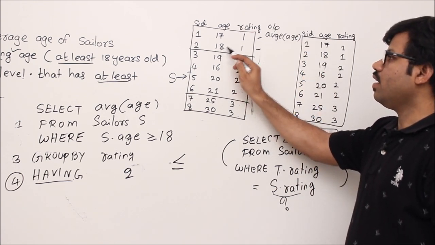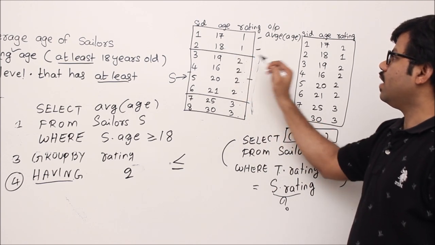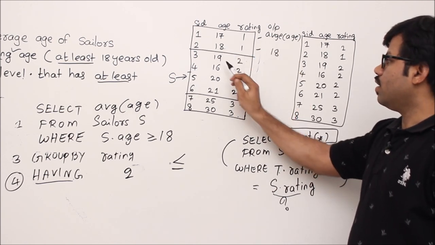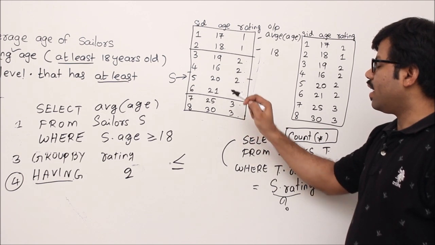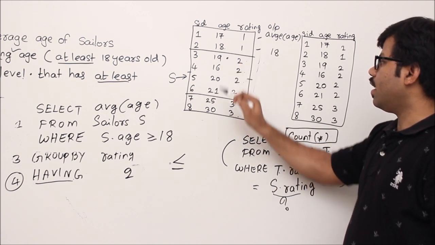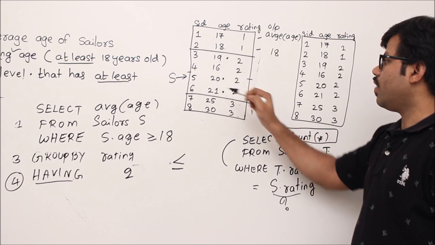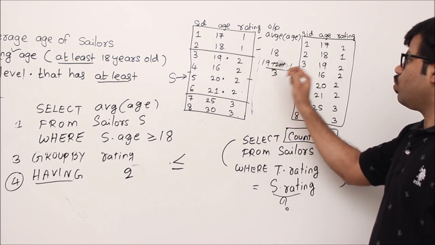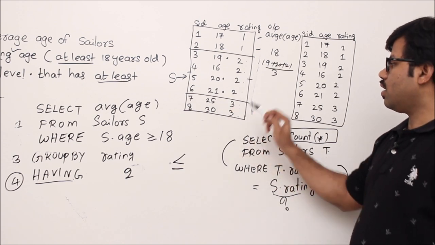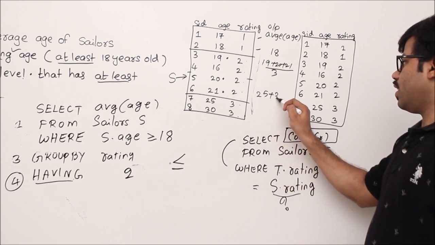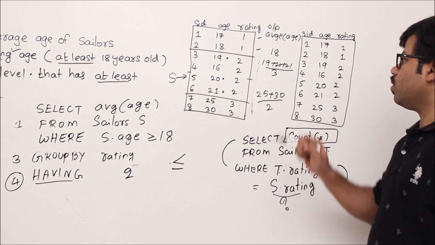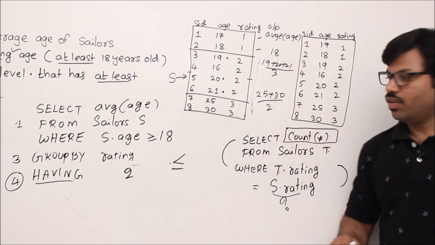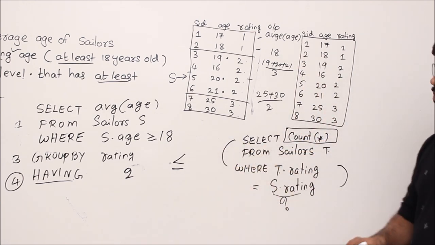Age greater than or equal to 18. Then what is the average age? 18. Now here there are 4 people, but the people with age greater than or equal to 18 are 19, 20 and 21. Their average is 19 plus 20 plus 21 by 3. That is the output. So here both are having age greater than or equal to 18. So 25 plus 30 by 2. This is the output. Why this query gives that output, we'll see.